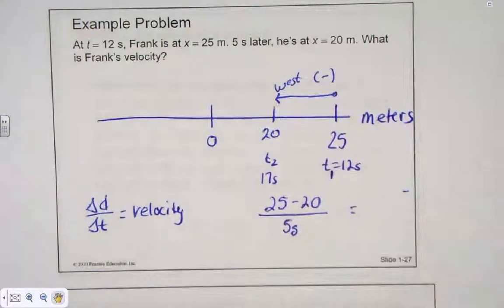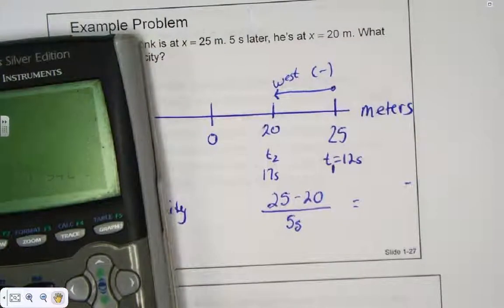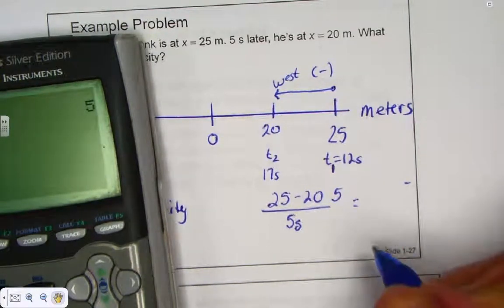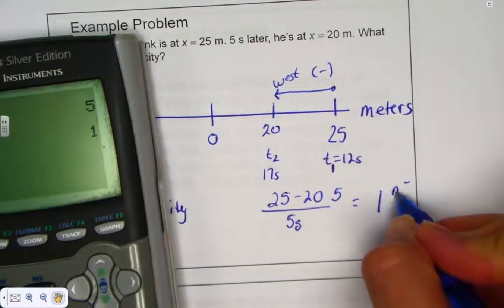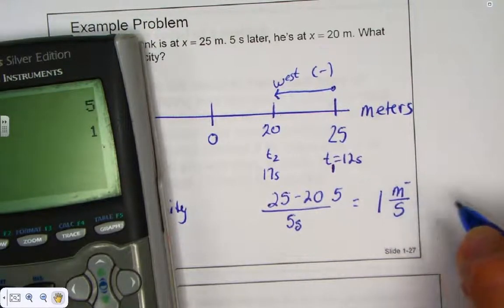Change in distance over change in time, and you can just kind of take a peek if you wanted to just practice your calculator. I know it could also be mental math, no problem there. But 25 minus 20 clearly sees that this is 5. 5 divided by the 5 will give us 1. 1 meter per every second.